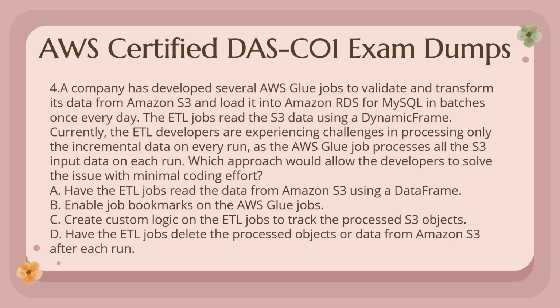A. Have the ETL jobs read the data from Amazon S3 using a data frame. B. Enable job bookmarks on the AWS Glue jobs. C. Create custom logic on the ETL jobs to track the processed S3 objects. D. Have the ETL jobs delete the processed objects or data from Amazon S3 after each run.